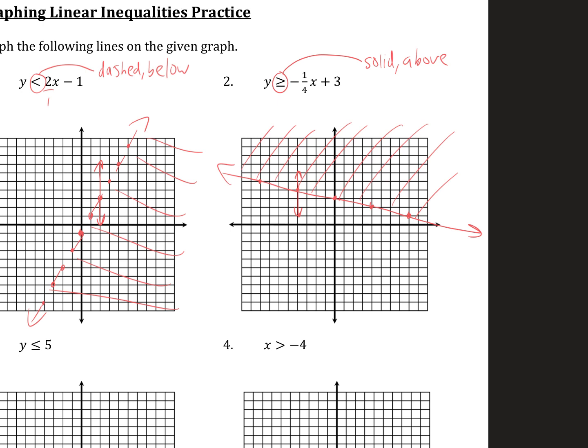But we're going to be doing systems where we're only shading where they overlap, okay? So if you shade something in really hard, dark and heavy, you're not going to see where they overlap. So that's why I just do the lines for now until I really see what's happening, okay?